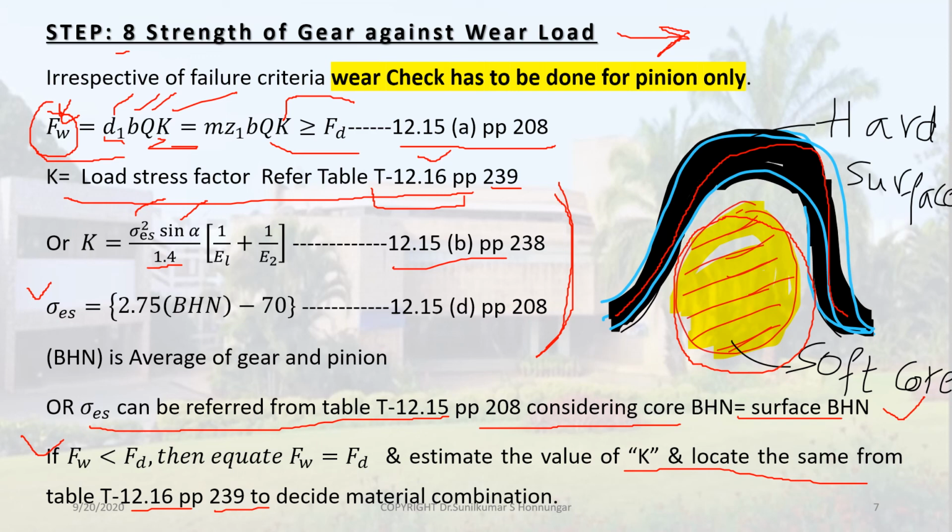And please note down, the K will not be exactly the same as what you estimate. Suppose the K value is less, then you have to choose the higher value of K and then decide the combination. Okay, so with this, the design procedure will be over.